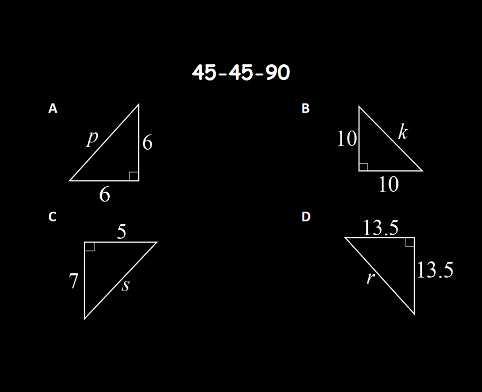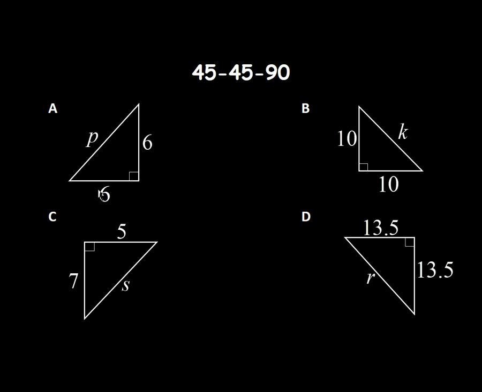So the key to using a 45, 45, 90 triangle is to recognize it. Here there are 4 problems up on the screen. 3 out of the 4 are 45, 45, 90 triangles. 3 of them follow the pattern. Which is the only one that doesn't follow the pattern of a 45, 45, 90? It's letter C, because our 2 legs aren't the same.